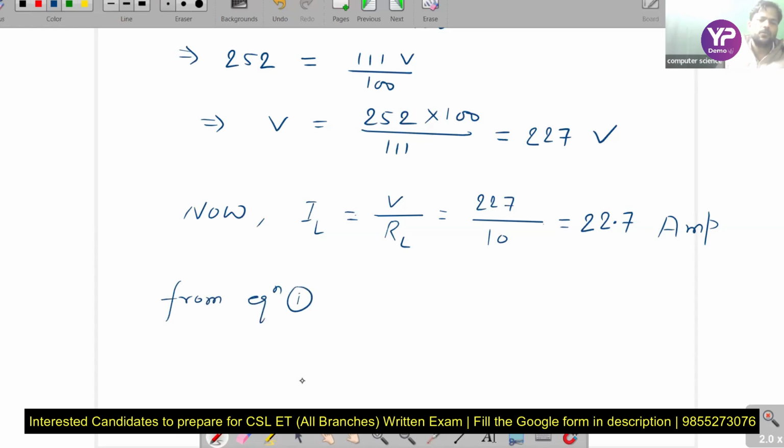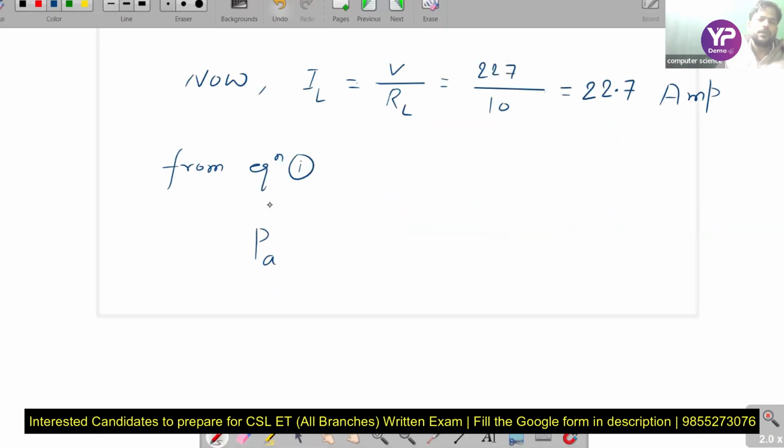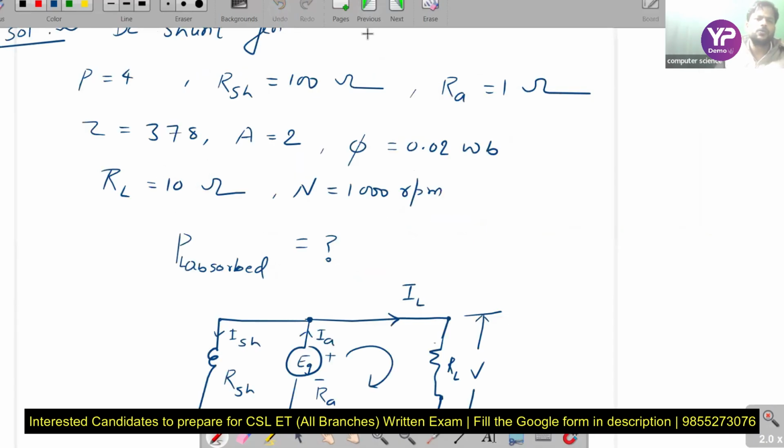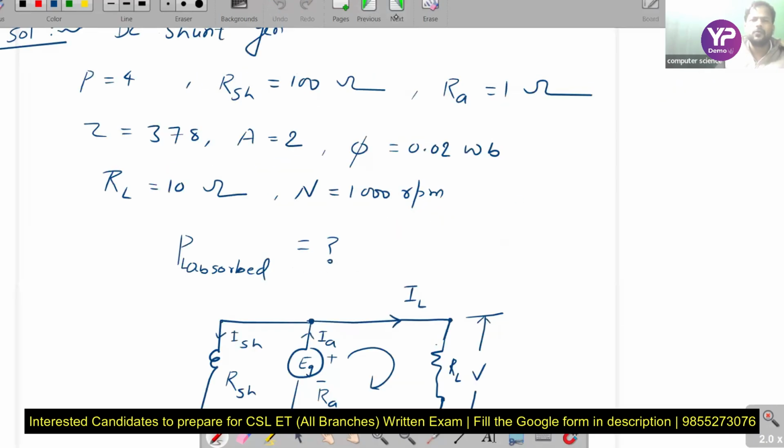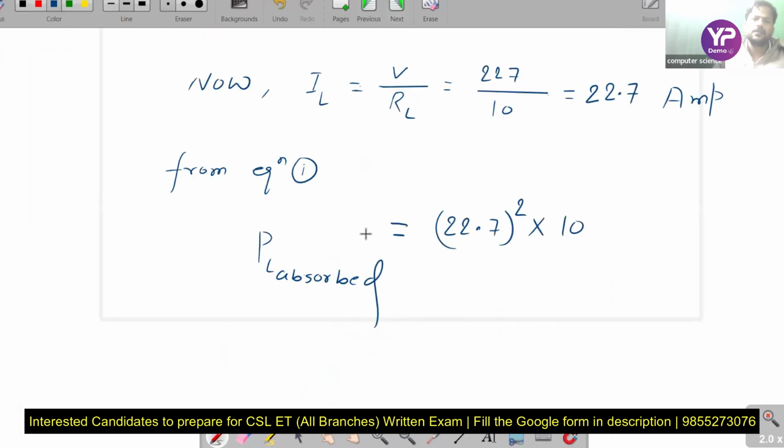Now, from equation 1, the power absorbed by the load is equal to either the product of V into I_L or simply I_L squared R_L. Here I_L is 22.7, squared, into R_L, the load resistance, which is 10. Simplify this, we get the value of power absorbed, approximately 5152.9 watt.